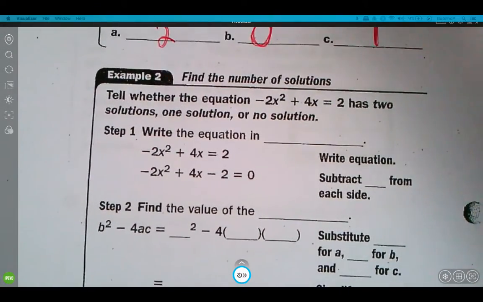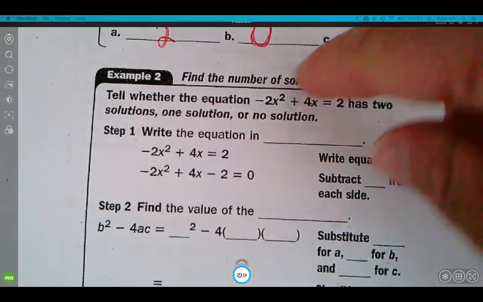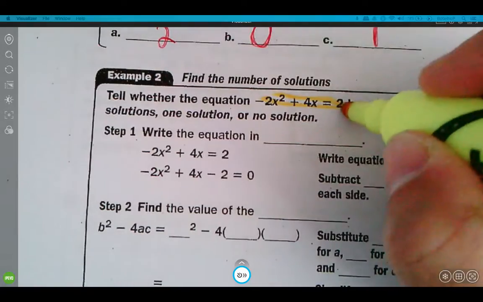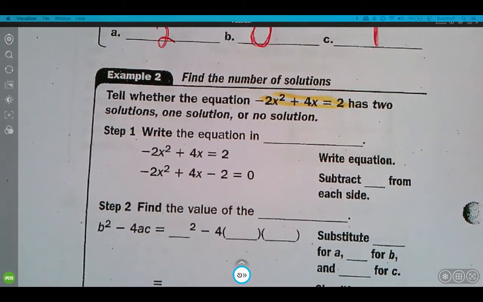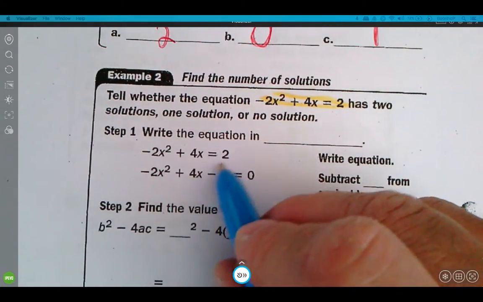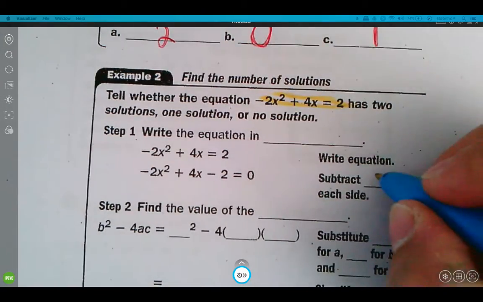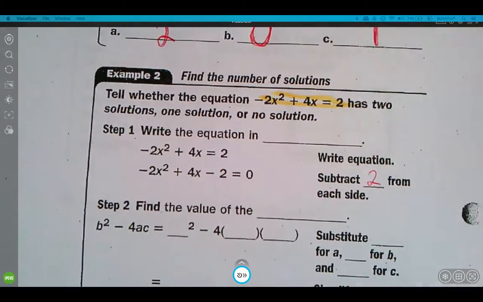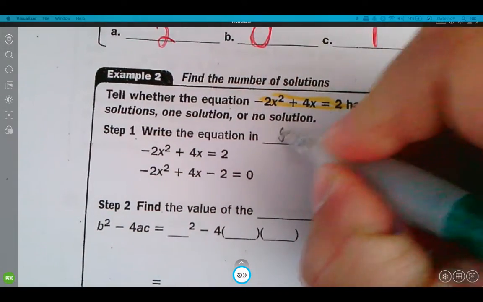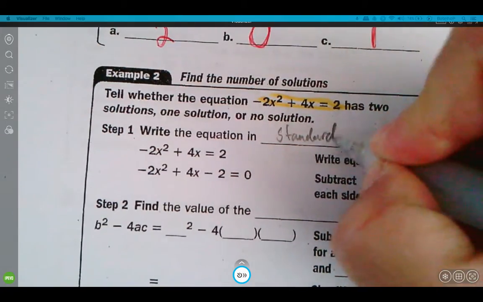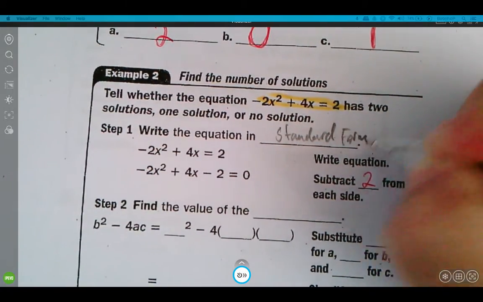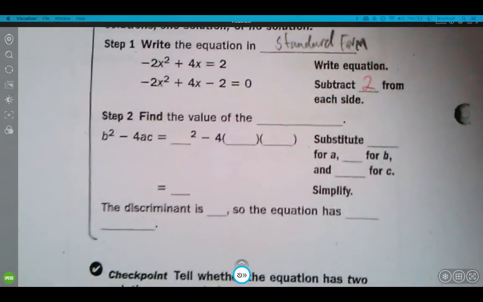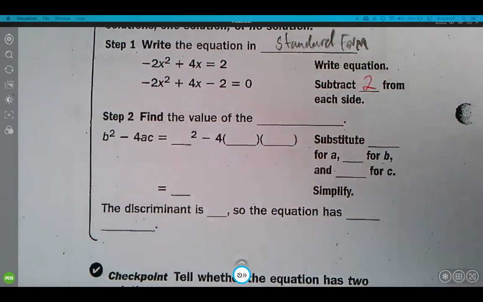Example 2. Find the number of solutions to this one. The only difference with this example is that you can see it's not in quadratic form, so you're going to have to do what they do there, which is subtract 2 from both sides. And then over here, we should say standard form.